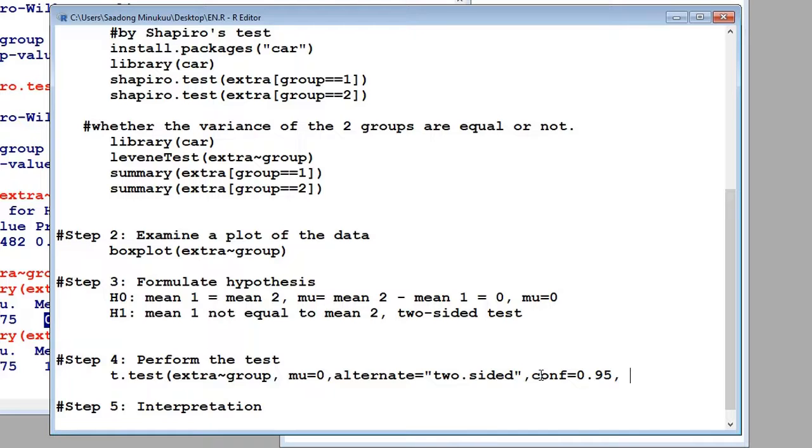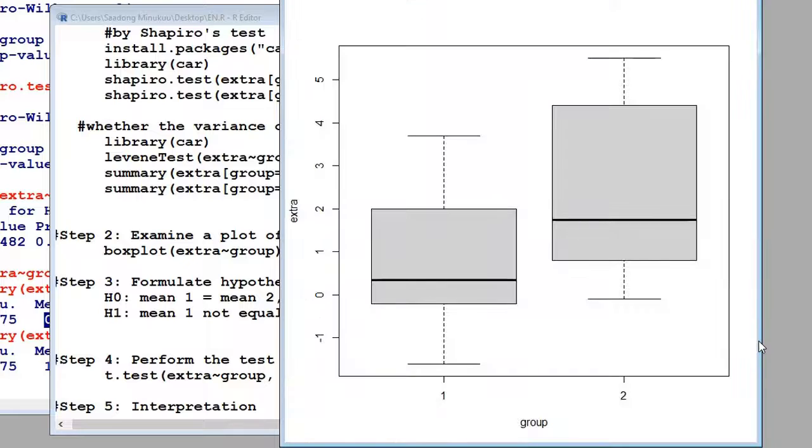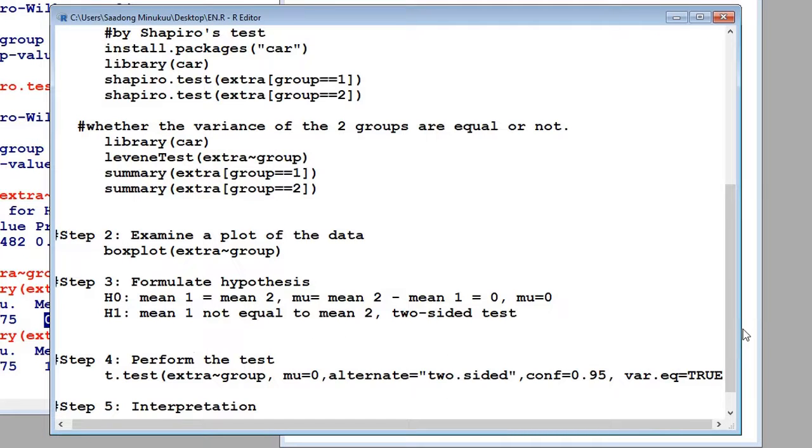Okay, and after which you have to specify, because based on the test that we did, we came out and said that the variances of the two groups are equal based on the Levene's test. So we have to say var.equal is equal to TRUE, because the variances are actually equal.